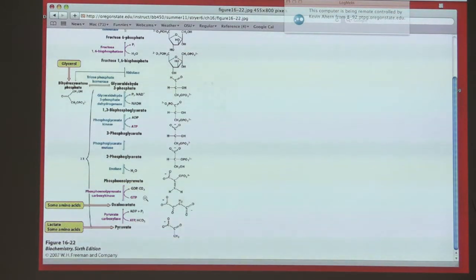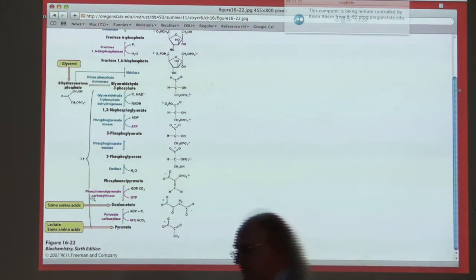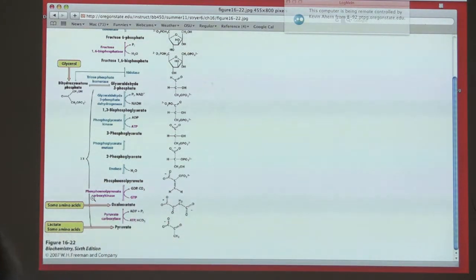Now, what have we done? I was going to give you an abbreviation. An abbreviation for phosphoenolpyruvate carboxykinase is PEPCK. People call it PEPCK. PEPCK, as I said, uses energy from GTP to accomplish the synthesis of phosphoenolpyruvate, PEP.